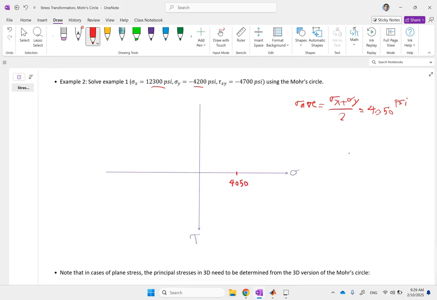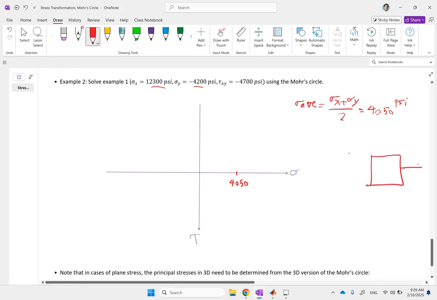Then we want plane A. Plane A, remember, has sigma and tau. Okay, and in this case, your tau is negative. So sigma x of 12,300 somewhere here, but your tau is negative. Okay, so you're going to go up there.